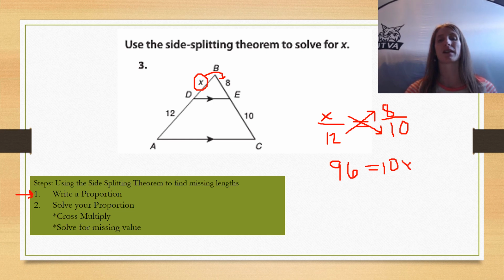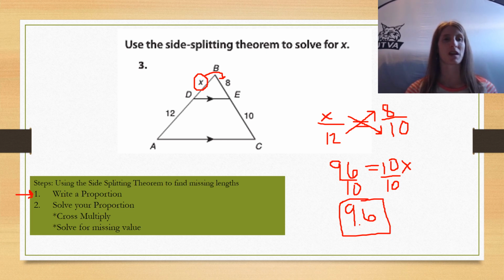And then my last step is to divide. And when I divide here, I get 9.6. And that would be my answer because it's literally asking for the value of x. Easy peasy, lemon squeezy, right?